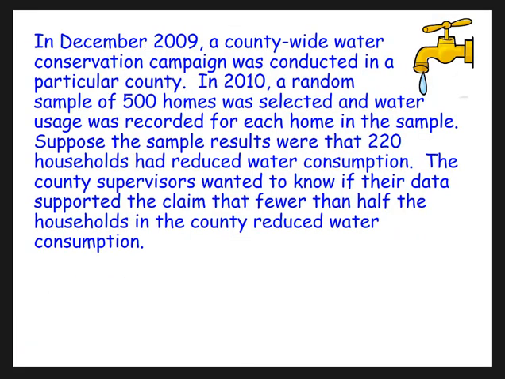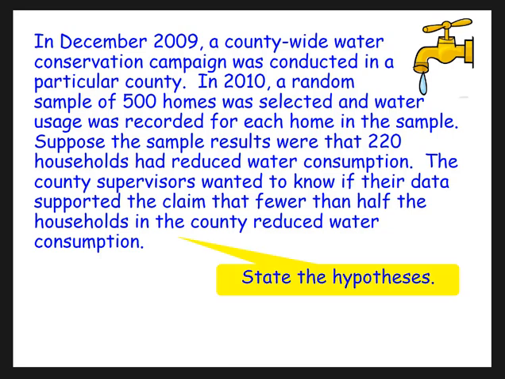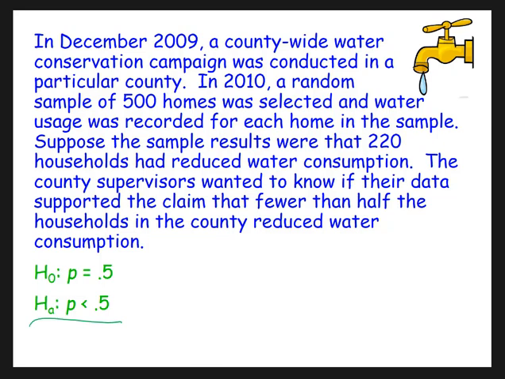Another example. In December 2009, a county-wide water conservation campaign was conducted in a particular county. In 2010, a random sample of 500 homes was selected, and water usage was recorded for each home in that sample. Suppose the sample results were that 222 households had reduced water consumption out of the 500 surveyed. County supervisors wanted to know if their data supports the claim that fewer than half the households in the county actually reduced their water consumption. So their claim is that fewer than half, so that's going to be the alternative. Less than half, or proportion of less than 0.5.